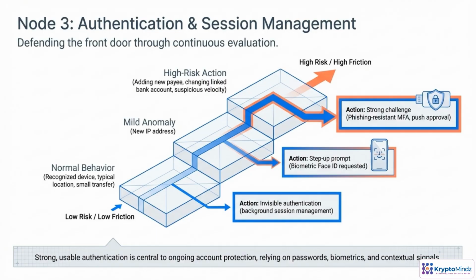Authentication is best viewed as a spectrum, not a single event. When everything looks normal, familiar device, usual location, small actions, the system should mostly stay out of the way, using invisible background checks to keep the session alive. If a mild anomaly appears, like a new IP address, you add a bit of friction with a step-up prompt, such as Face ID. For clearly high-risk actions, you demand the strongest challenges, like phishing-resistant multi-factor approval. The overall principle is simple. More risk, more proof.